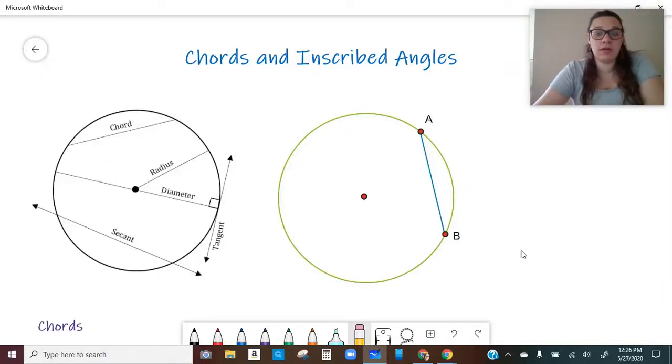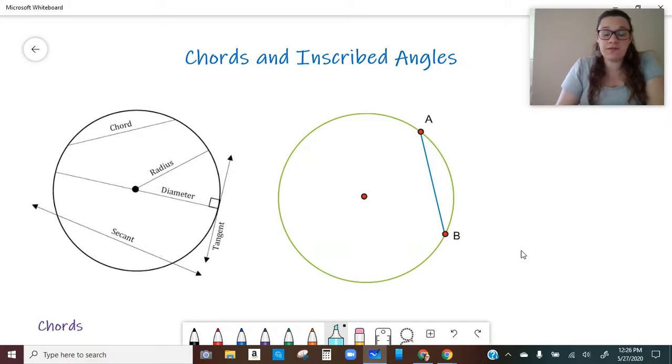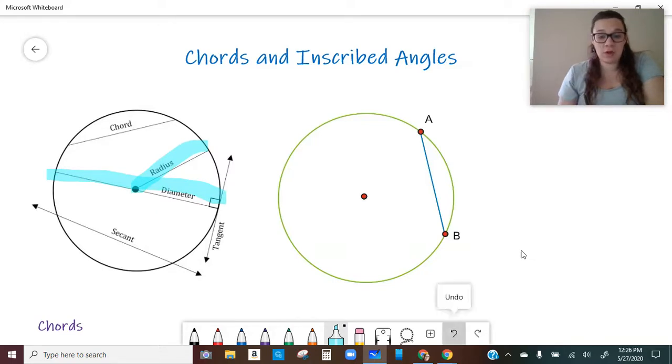Today we're going to talk about chords and inscribed angles. So let's jump in. First thing we're going to talk about is chords, and I want to review some vocab words with you from circles. A couple of them we've seen many times before. For example, radius and diameter. We know these, we've got them down. No problem. The new one today is chord.